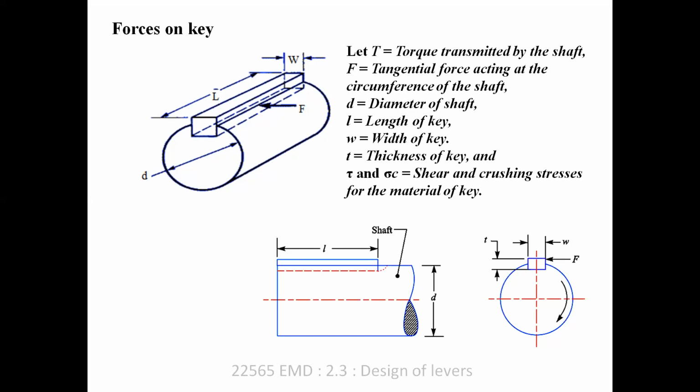Look at the different notations. T is the torque, F is the tangential force, D is the diameter, L is the length of the key, W is the width of the key, and T is the thickness of the key. Here this key is subjected to shear stress and crushing stress, not torsional shear stress. The shaft is subjected to torsional shear stress, but the force on the key is tangential. That's why the key is subjected to direct shear stress and crushing stress. Let us consider these stresses one by one.